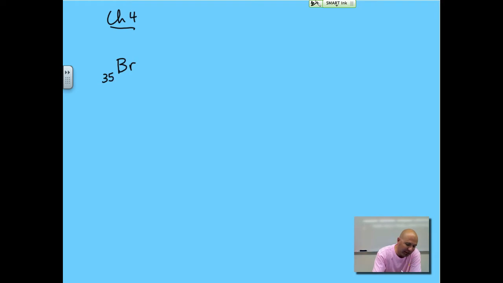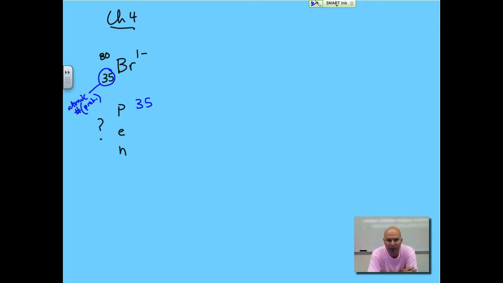Bromine with a 35, let's say 80 and 1 minus. Certainly one of the questions that we could ask is how many protons, electrons, and neutrons are in this chemical symbol. To me, the key is the protons. You need to know how many protons. Why? Because the protons tell you what it is, or if you know what it is, it tells you how many protons. In this lower left corner is our atomic number, which is our number of protons. So we would have 35 protons in this one.